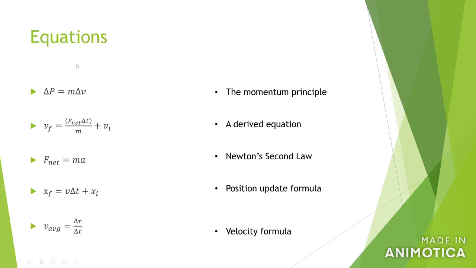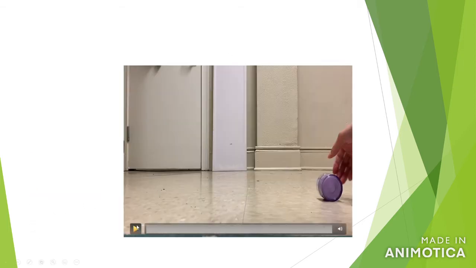The equations used in this lab were the momentum principle, a derived equation from the momentum principle that gives you the final velocity if you have the initial velocity of an object, Newton's second law, the position update formula, and the velocity formula. Here is the video of the object's motion that I analyzed.